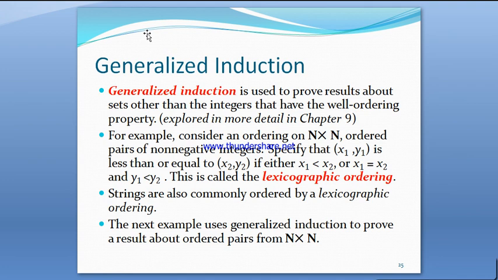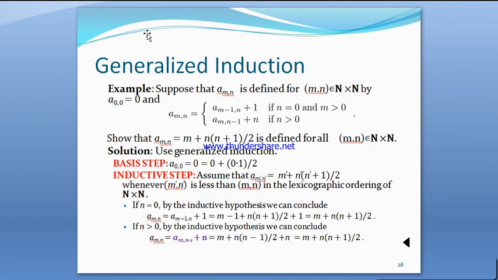For example, consider an ordering on N cross N, the ordered pairs of non-negative integers. In the basis step, specify that the ordered pair x1 y1 is less than or equal to the ordered pair x2 y2 if either x1 is less than x2, or x1 equal to x2 and y1 is less than y2. This is called lexicographic ordering. Strings can also commonly be ordered by a lexicographic ordering. The next example uses generalized induction to prove a result about ordered pairs from N cross N.